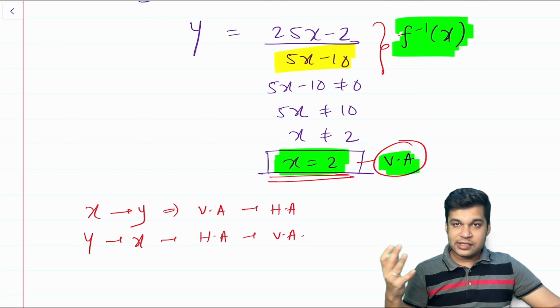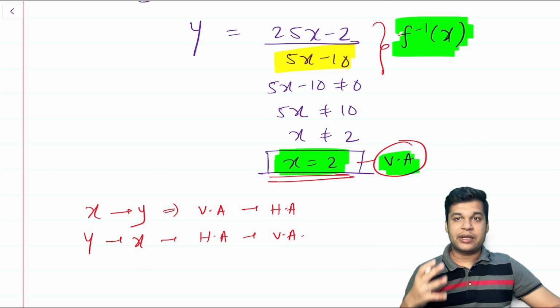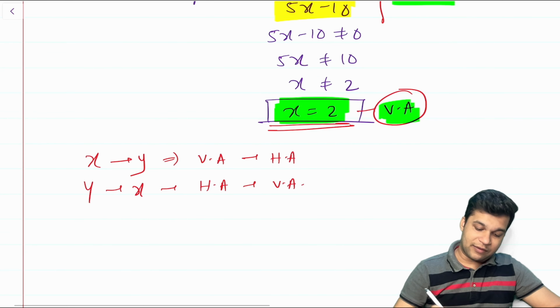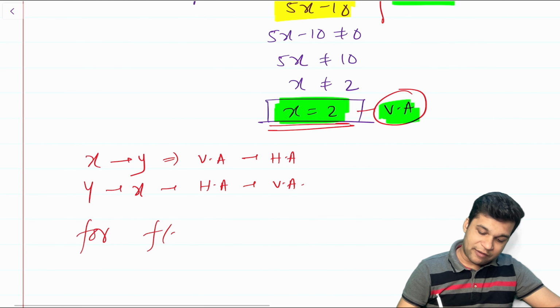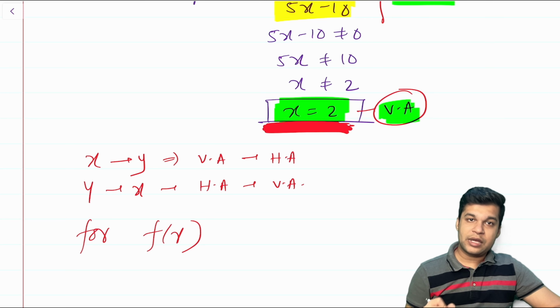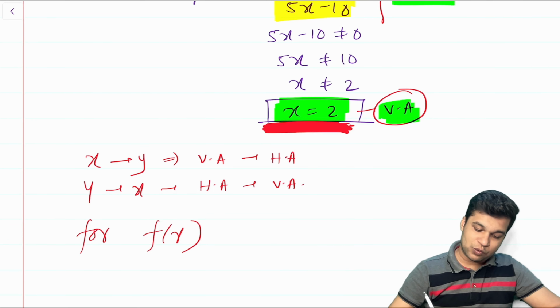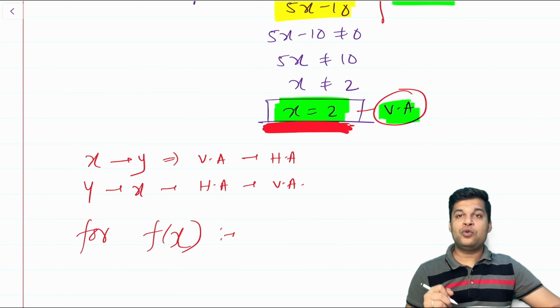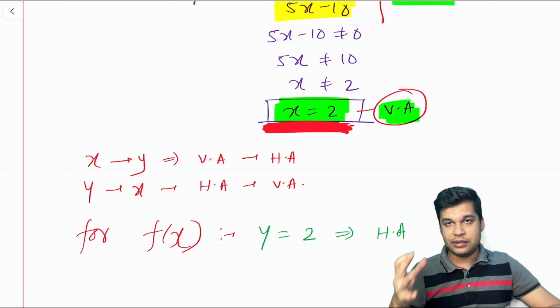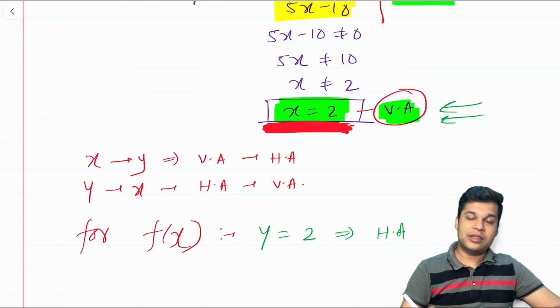For the f inverse x graph, it will be a vertical asymptote. But for the graph of f of x, you have to swap x and y. So x equal to 2, which is your vertical asymptote, will become y equal to 2, and again this will be a horizontal asymptote.